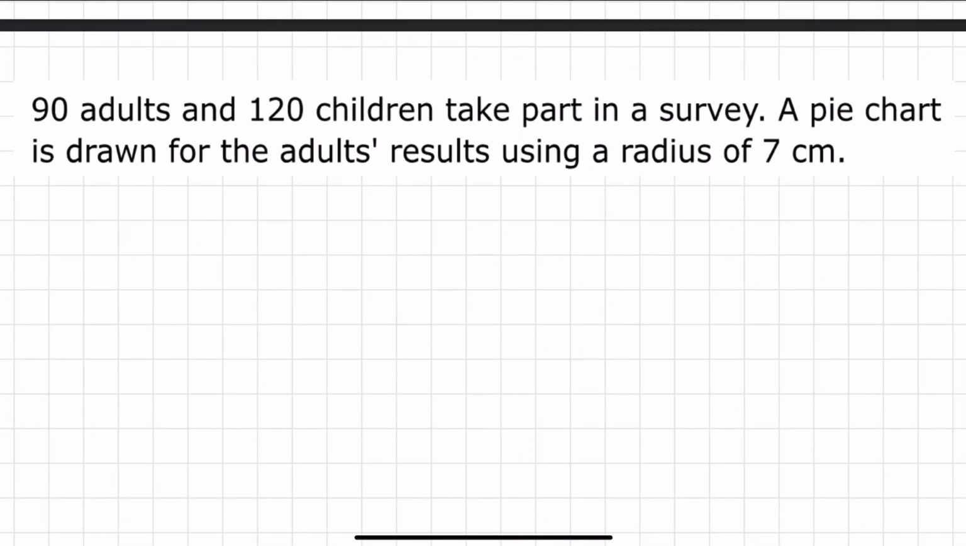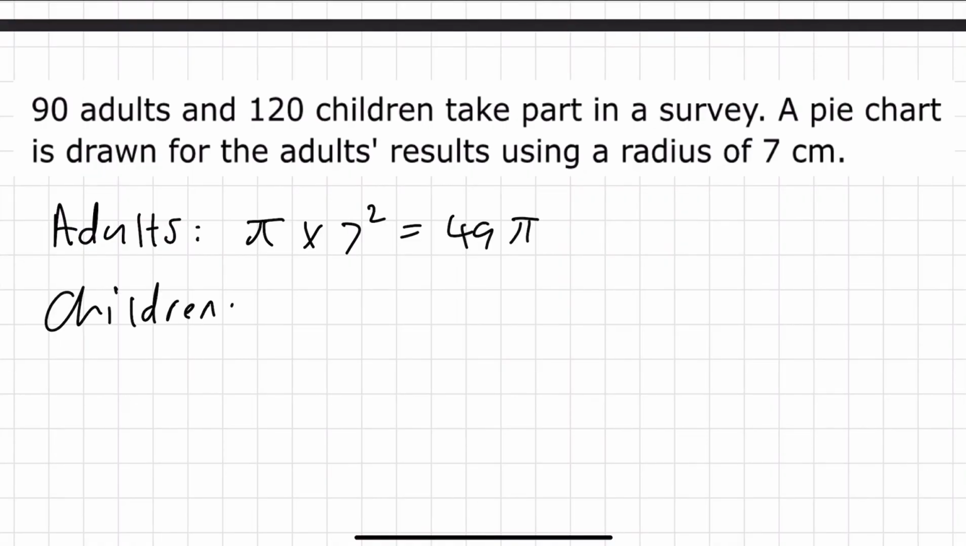90 adults and 120 children take part in the survey. A pie chart is drawn for the adults' results using a radius of 7 centimeters. So for adults, we've got pi 7 squared, which is 49 pi. For children, we know the fraction is going to be 120 children out of 90 adults times by 49 pi. And that gets us 196 pi over 3.